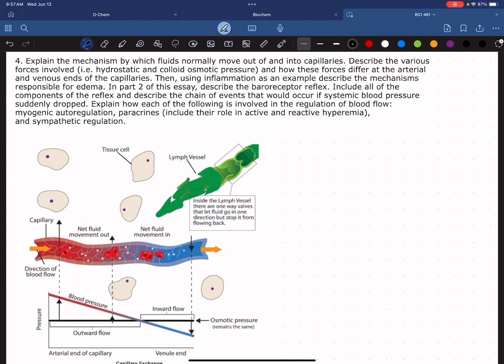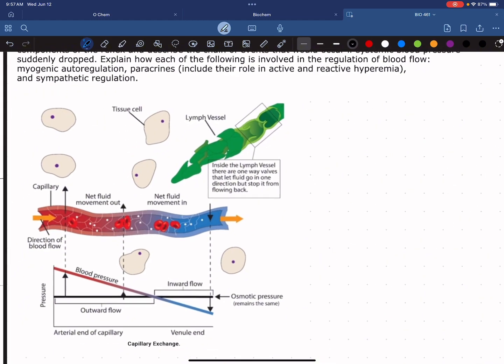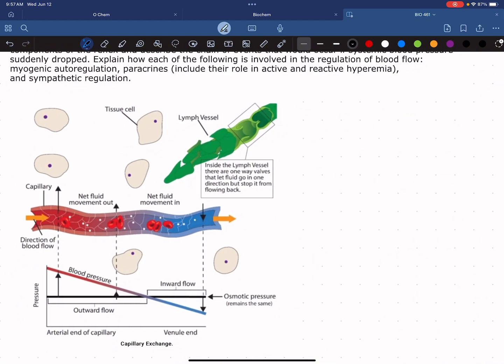Okay, so for this question, it asks us to talk about the movement of fluids in and out of the capillaries. This is what we know as capillary exchange. So what we'll do is go ahead and talk through each one of the pressures. The first pressure that we'll talk about is called hydrostatic pressure, and that is the movement of liquid in and out of capillaries.